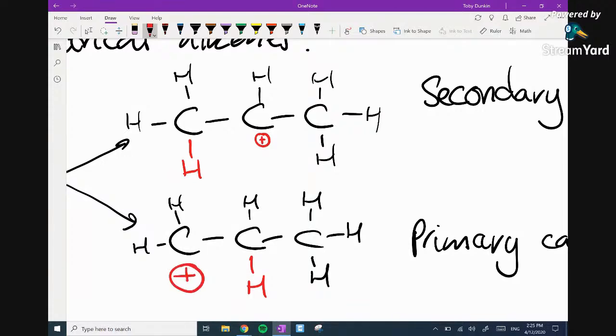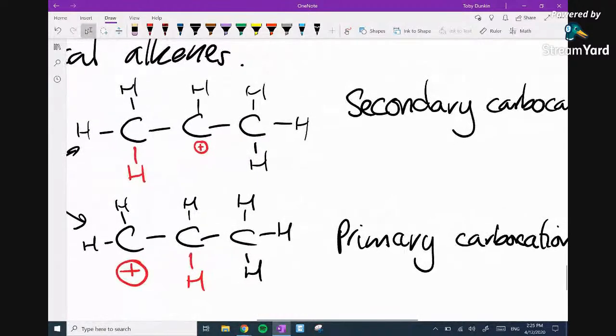What you notice is the secondary carbocation has a slightly smaller charge. The reason for this is what's called the positive inductive effect. Is it affect or effect? It's effect. So the positive inductive effect. What this says is that the carbons next door are going to push a small amount of their electron density towards it and reduce the charge on that.